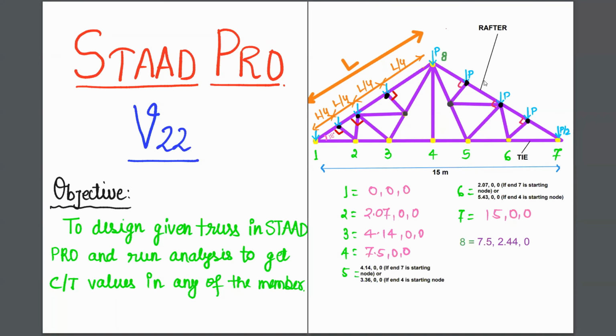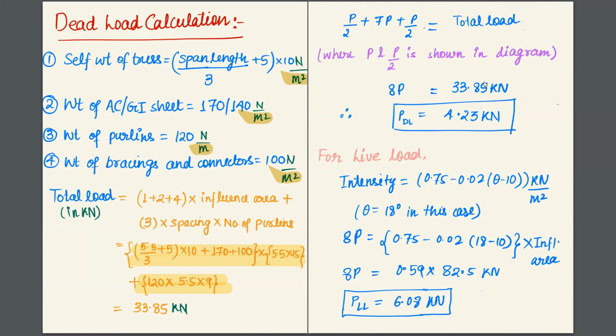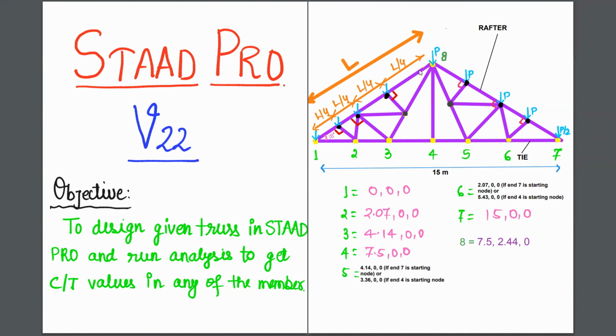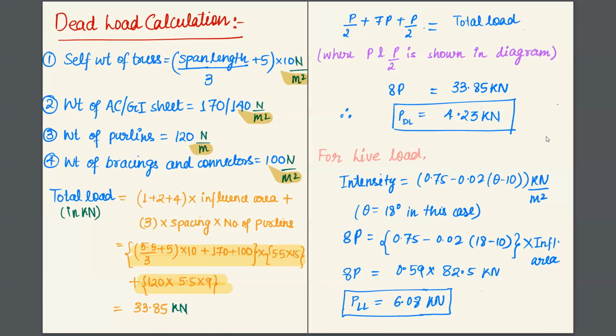As you can see in the previous slide, every node is taking load P, and these last two nodes are taking load P by 2, and there are a total of 9 nodes. So the sum will be 8P. 8P will be equal to 33.85 kilonewton. So each node will be carrying 4.23 kilonewton. These nodes will carry 4.23 kilonewton, and these end nodes will carry 4.23 by 2, meaning half of the 4.23 kilonewton load. Similarly, we will calculate the live load, and the live load carried by each node is 6.08 kilonewton.